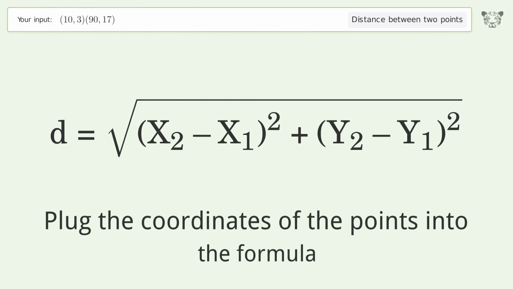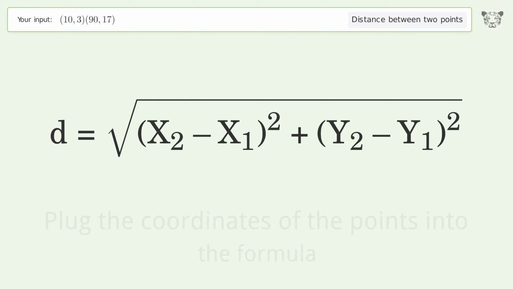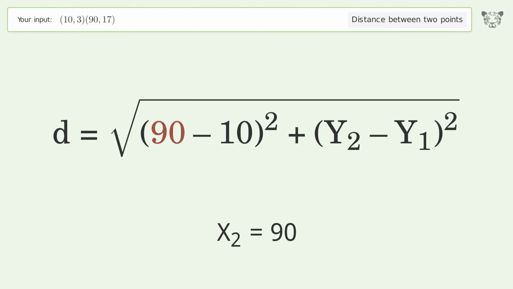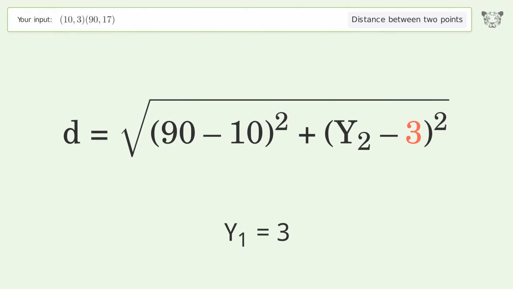Plug the coordinates of the points into the formula. x1 equals 10. x2 equals 90. y1 equals 3. y2 equals 17.